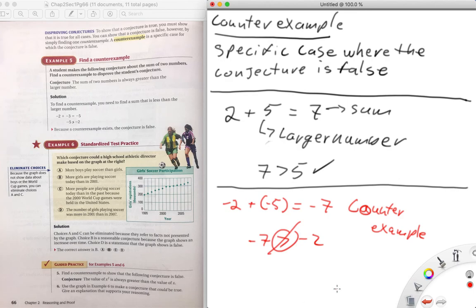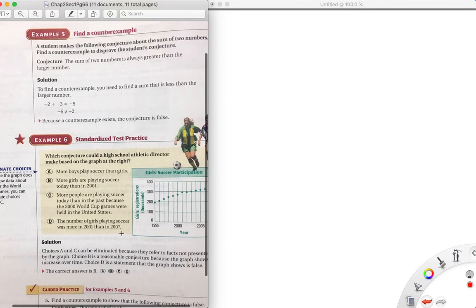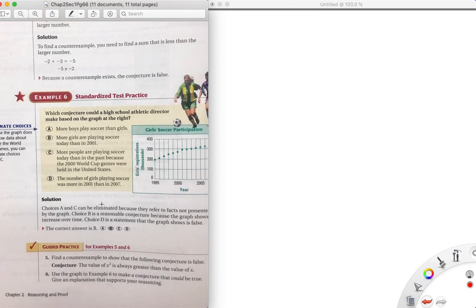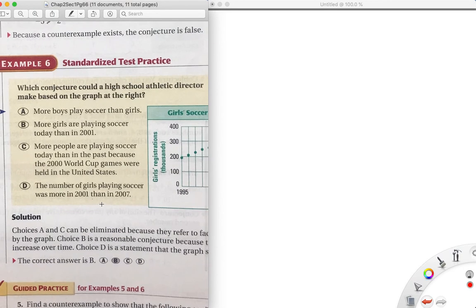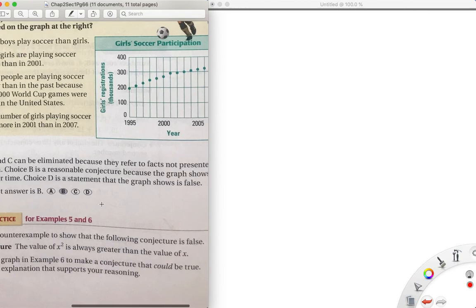Example 6 is just asking you to recognize a graph to fit some type of conjecture. Again, you guys know how to do that. This is not a particularly difficult section in terms of looking at the patterns and seeing what's going on. Example 5 says to find a counterexample of the following conjecture: the value of x squared is always greater than the value of x.